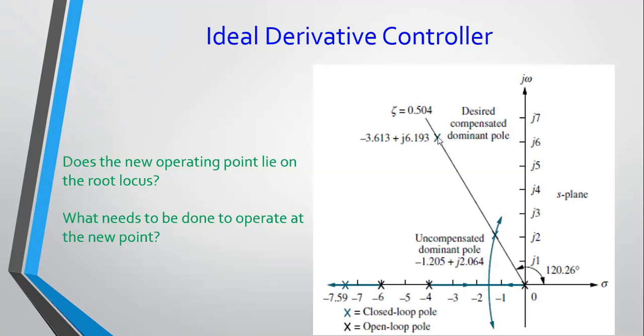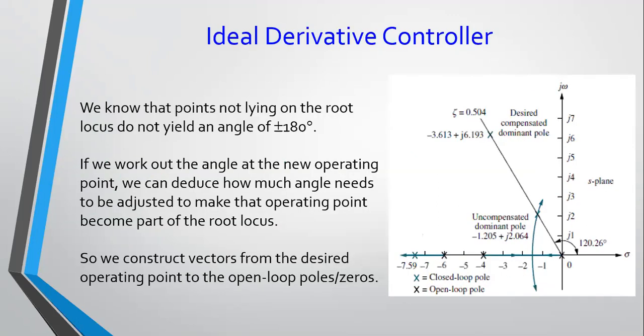Okay, so at this point here we see the new operating point at which we want to operate is not on the root locus. So we need now to design a controller to make the root locus go through this point. Okay, so let's see how to do that.